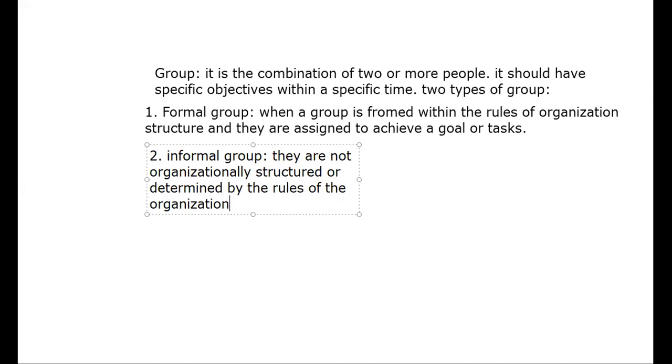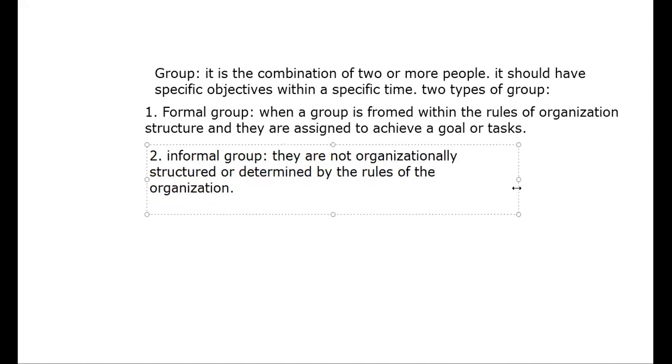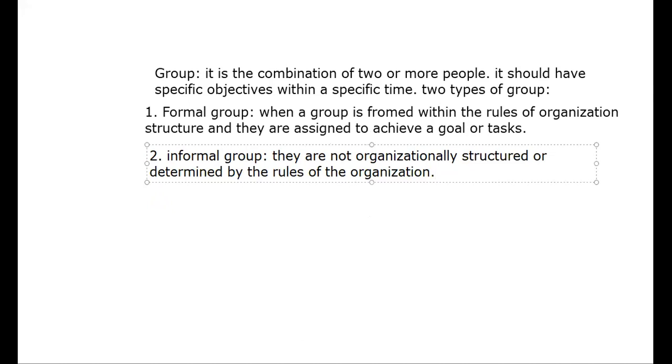So to form an informal group, you do not need to be part of an organization, and you should not have any specific task or goals to reach. So there are two types of groups: one is formal, another one is informal. The next point of our discussion is why do people form groups? Why do you or your friends or any other people come together to form a group? There are so many characteristics that help people to identify themselves in a group. Number one is similarity.